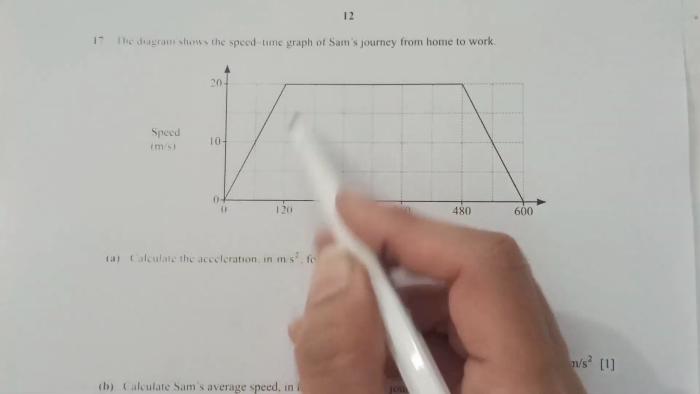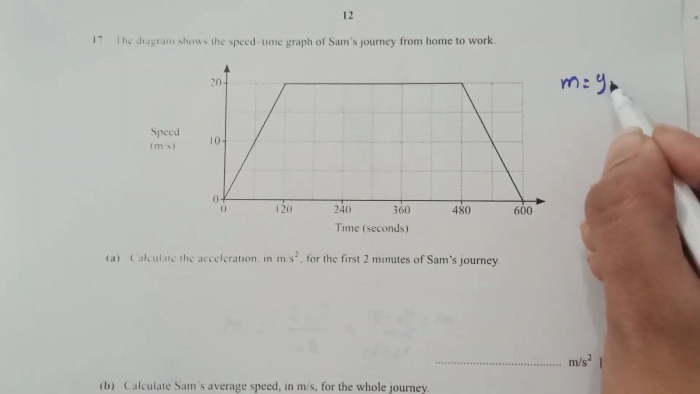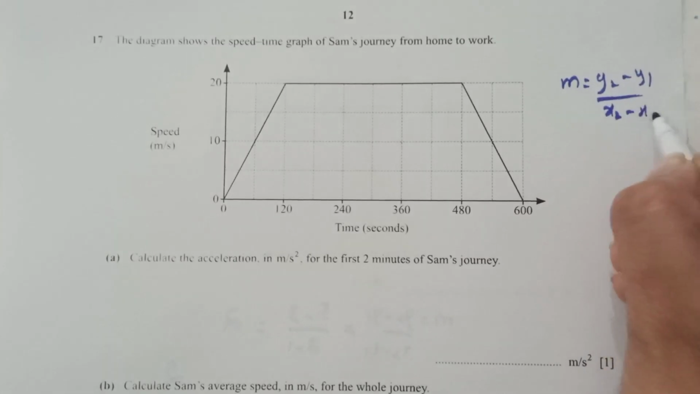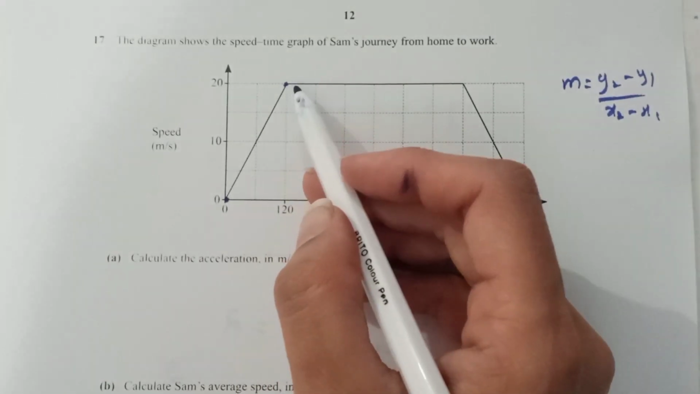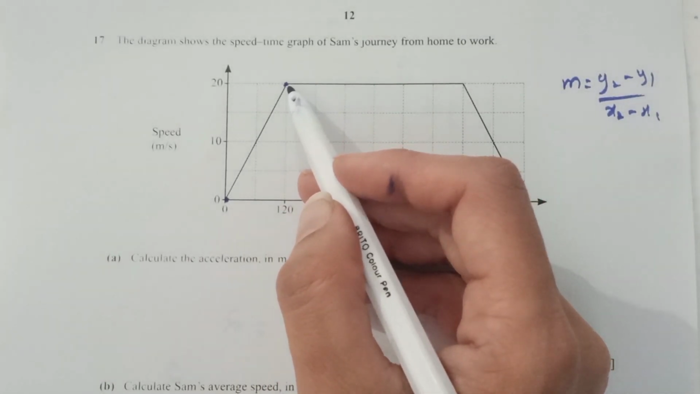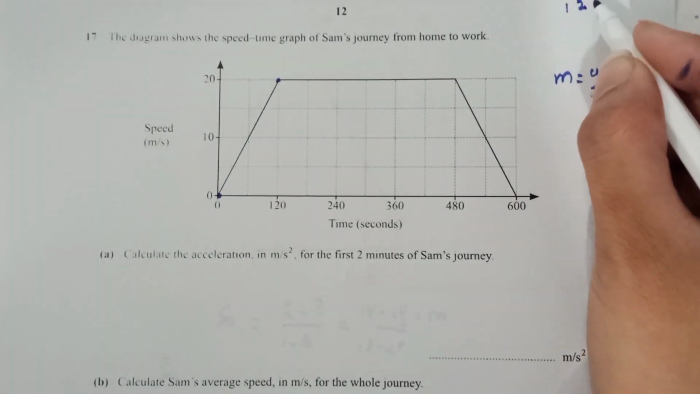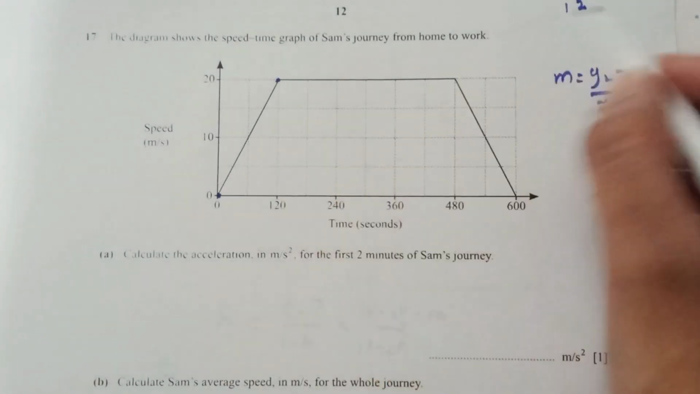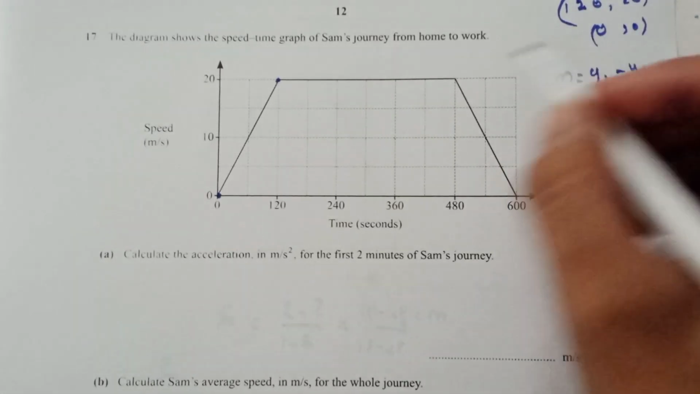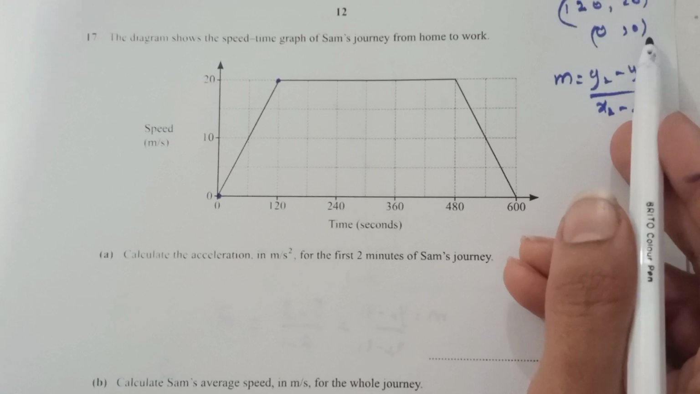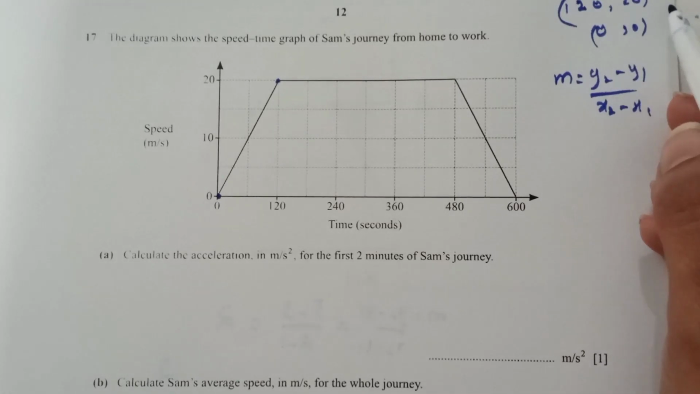Acceleration means the gradient of this line. Now we have to find the gradient of this line, and we know that gradient is equal to y2 minus y1 over x2 minus x1. We have to take 2 points, point 1 and point 2. Point 1 is 120, 20, that is x and y, and point 2 is 0, 0.